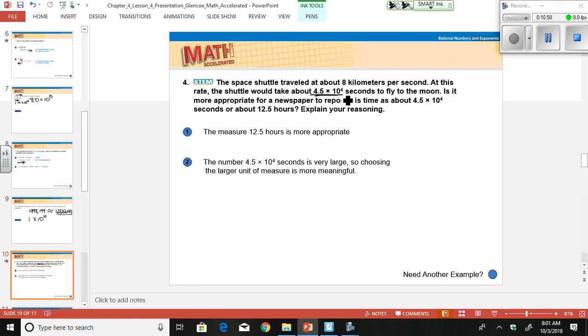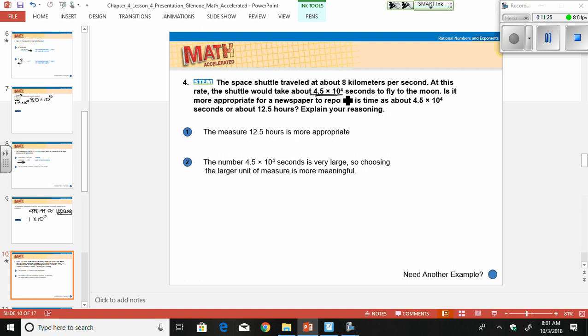It would be more appropriate to talk about hours, because when you talk about seconds, people think of seconds as being really fast, when in reality you have so many seconds that it takes hours. And so your non-scientific people, you need to use their language in order to make sure that they understand what's really going on. So you would use hours because it's more appropriate.